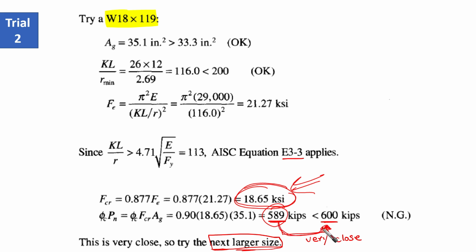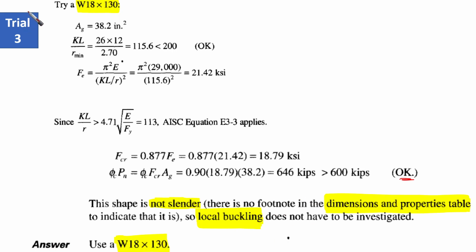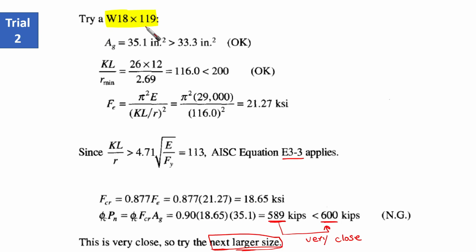Okay, now what is the next step? We're going to go into the last trial, the next, a little bit larger size, larger than this. So we are sure that only one larger size is going to make it higher than 600. Let's go to the larger size. This is trial number 3. After the W18x119, the next one is 130.